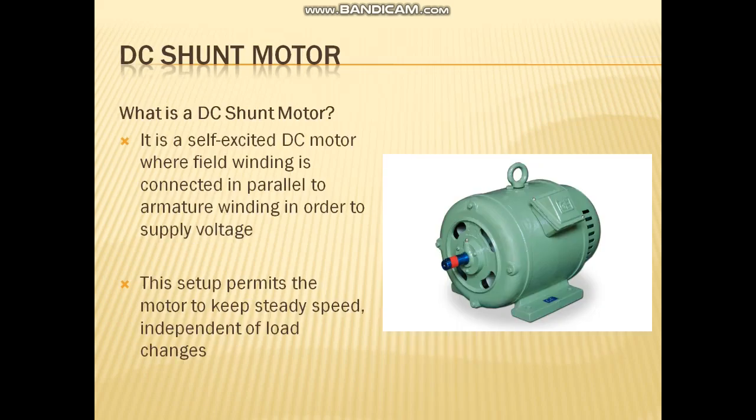belts. DC shunt motor. It is a self-excited DC motor where the field winding is connected in parallel to the armature winding in order to supply voltage. This setup permits the motor to keep steady speed independent of load changes.